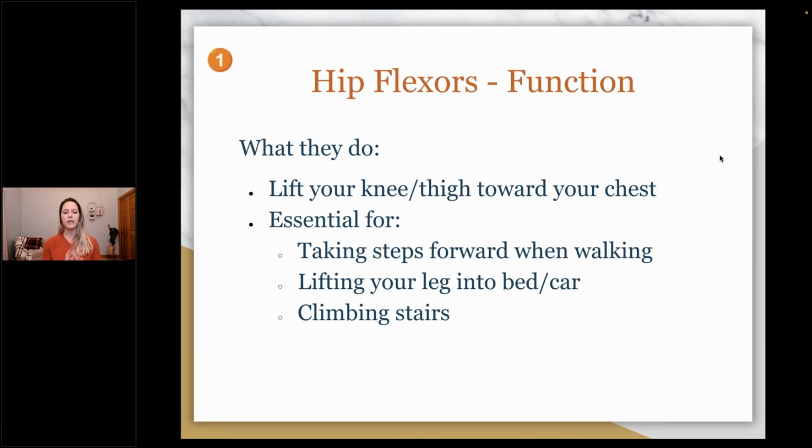It's not just one, but strength in this muscle is essential for anything that we have to do with lifting our leg, meaning walking, taking steps forward or backwards or sideways, stair climbing, lifting your leg to get into bed or out of bed, lifting your leg to get into or out of a car. Anytime you have to lift your leg, whether from a seated position or a standing position, that is hip flexors. We need strength in our hip flexors in order to do that.